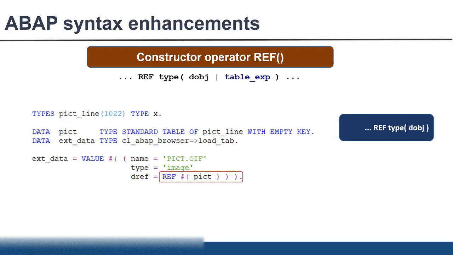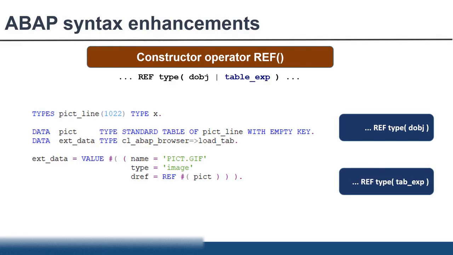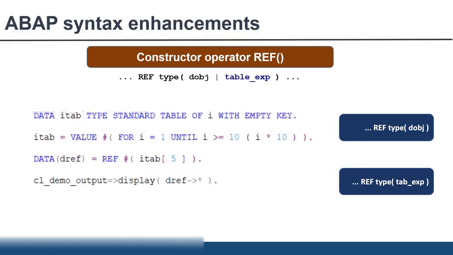Variation 2. If a table expression is specified as an argument, the operator REF controls the category of its result. Example, the result of the operator REF here is a data reference variable, which references the fifth row of the internal table iTab.